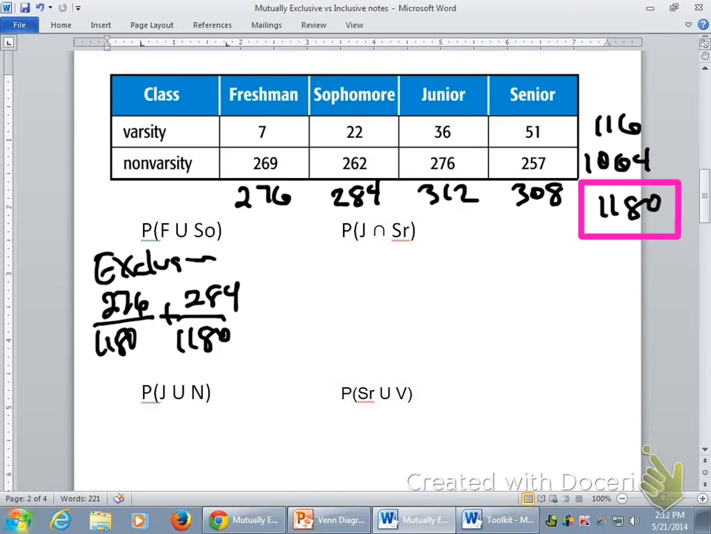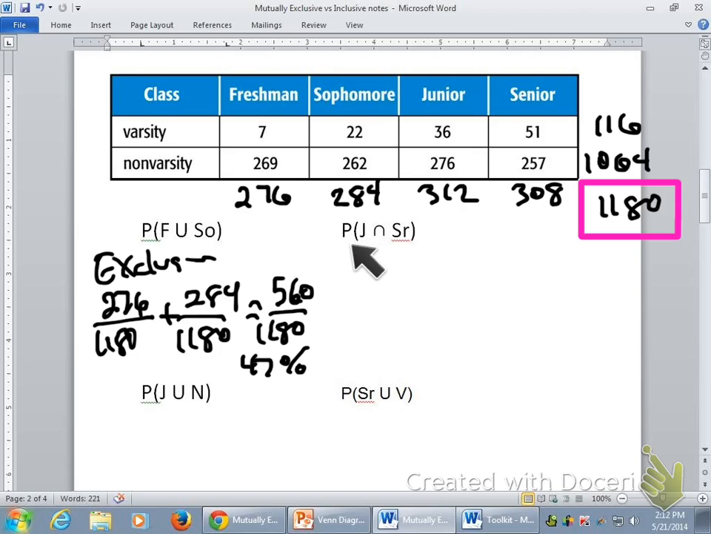And I think actually we did that yesterday, but we didn't talk about why we were doing it. We just added them up, didn't we? It's pretty much common sense, isn't it? Add up all the freshmen and sophomores. That's what the or means. But that's what our rule is telling us. It tells us to add them. So finish that up for me. It's 560 over 1180. You add them up and you go.